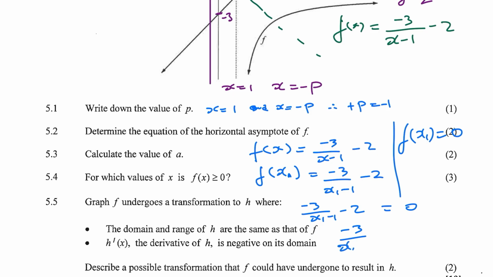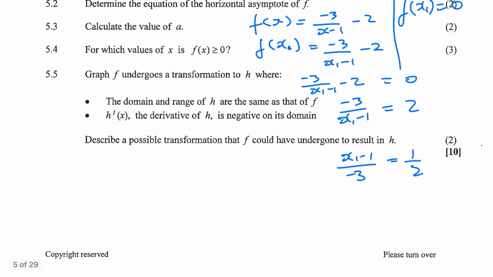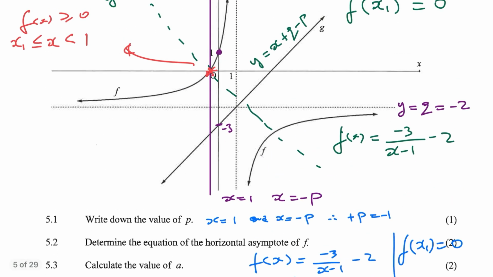So you have negative 3 over x1 minus 1. Take 2 to the right hand side, it becomes positive 2. Then if we do the reciprocal, it's x1 minus 1 divided by negative 3, which is equal to 1 over 2. We're just flipping the equation. And then you just cross multiply. We have x1 minus 1 is equal to negative 3 over 2. Therefore, x1 is equal to 1 minus 3 over 2. So x1 is equal to 2 minus 3 is minus 1 over 2. So your x1, which is this x-intercept here, is equal to negative half.